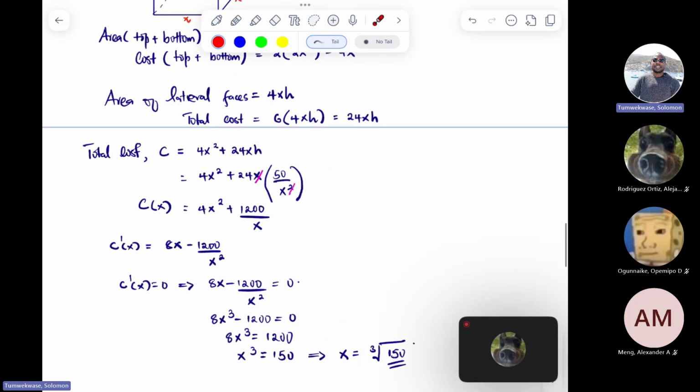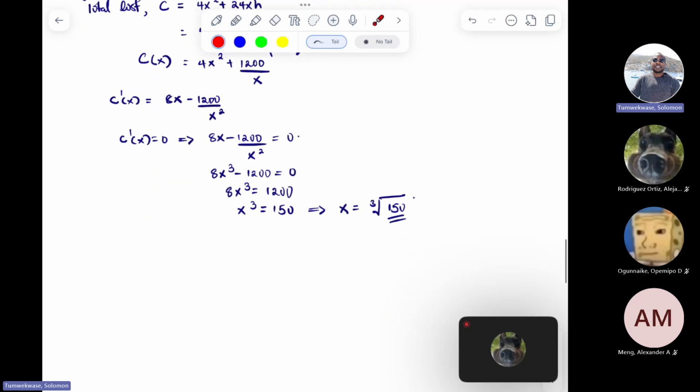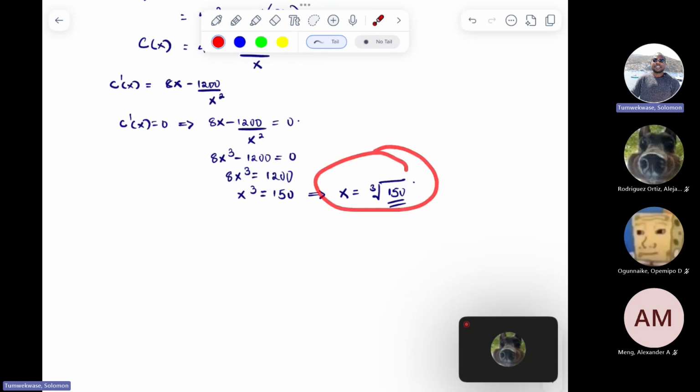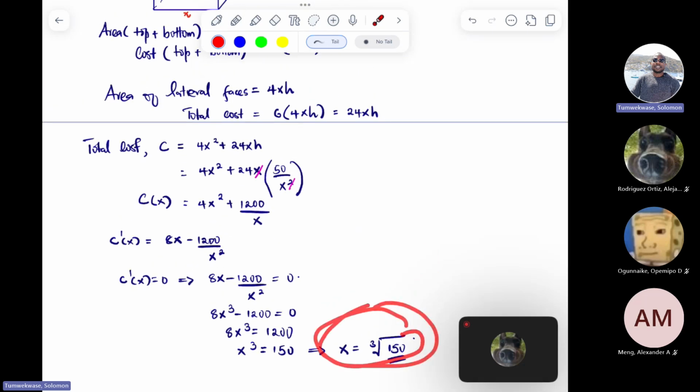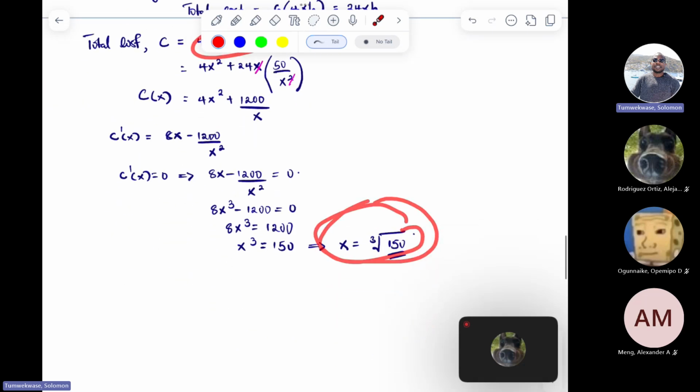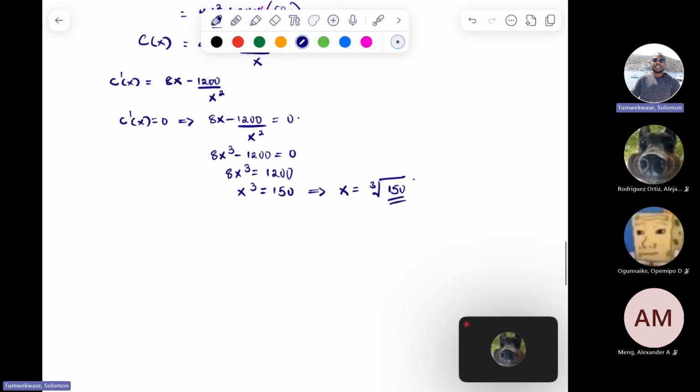They want you to find the length, which is the value of x. Now, if you want, you can check that this value minimizes this function. How? Once again, you take the second derivative of this function and substitute this value. So let's do that. You take the second derivative of this function and we shall have 8 plus, I think, 1200 over x cubed. Let's check that real quick.